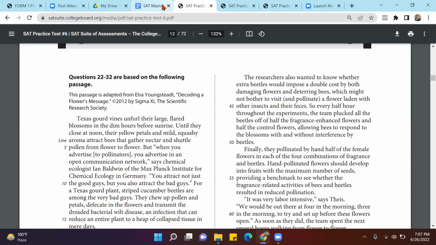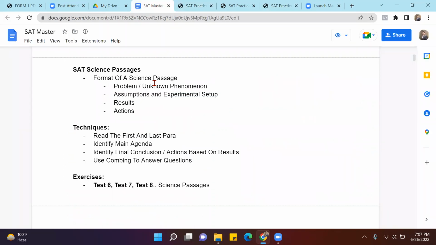Now, as we discussed earlier, for each of the passages, you need to have one specific strategy. For science passages, I suggest you follow the format. What is the format? Understand the structure of the passage. Whenever you find a science passage, which I told you is from questions 22 to 31 or 32, you'll find that there is a general pattern.